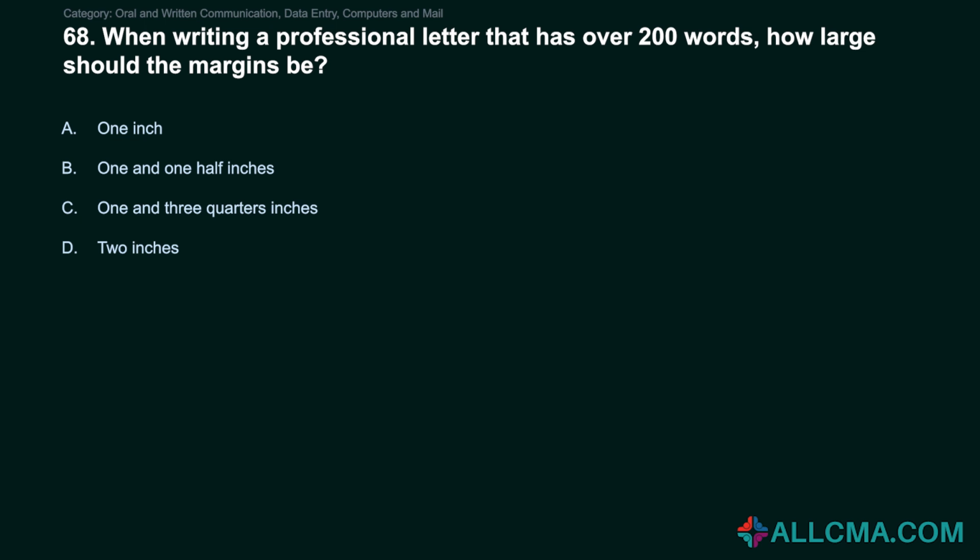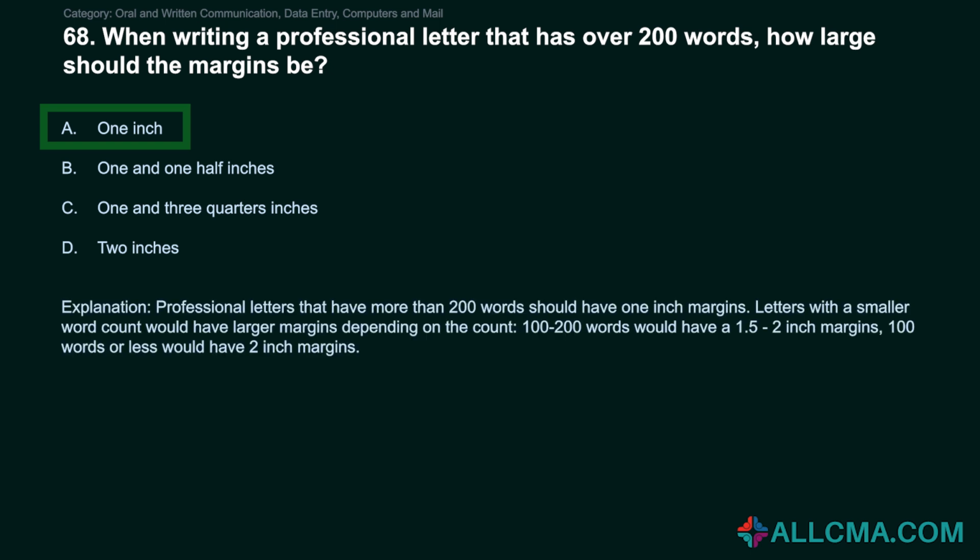68. When writing a professional letter that has over 200 words, how large should the margins be? A. 1 inch. B. 1 1/2 inches. C. 1 3/4 inches. D. 2 inches. Correct answer, A. 1 inch. Professional letters that have more than 200 words should have 1-inch margins. Letters with a smaller word count would have larger margins depending on the count. 100 to 200 words would have a 1.5 to 2-inch margins, 100 words or less would have 2-inch margins.